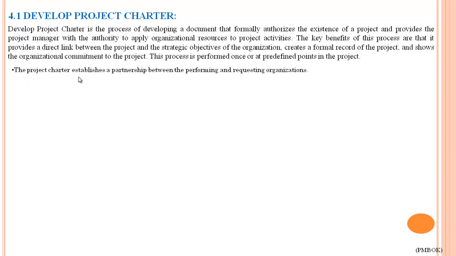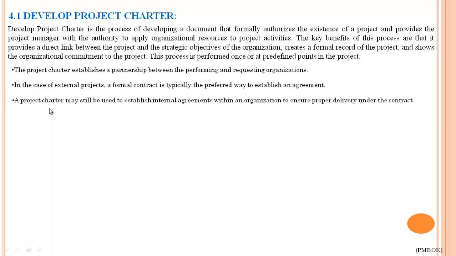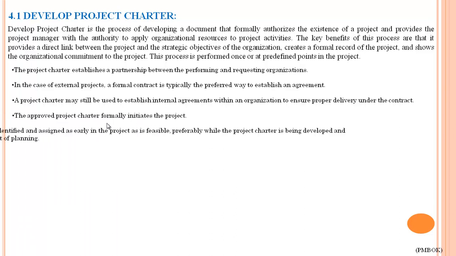The project charter establishes a partnership between the performing and requesting organization. In the case of an external project, a formal contract is typically the preferred way to establish an agreement. A project charter may still be used to establish internal agreements within an organization to ensure proper delivery under the contract. The approved project charter formally initiates the project.